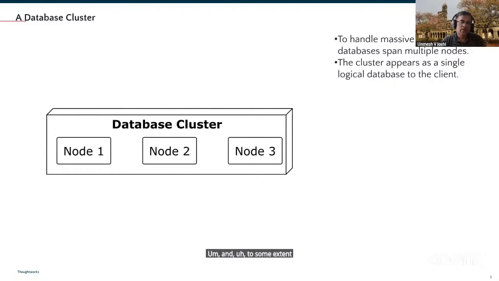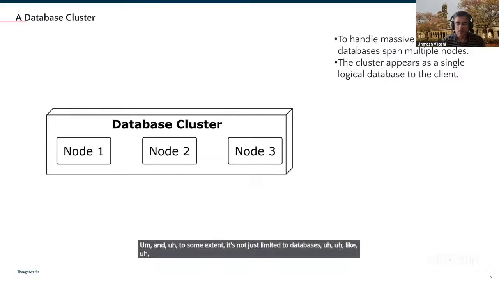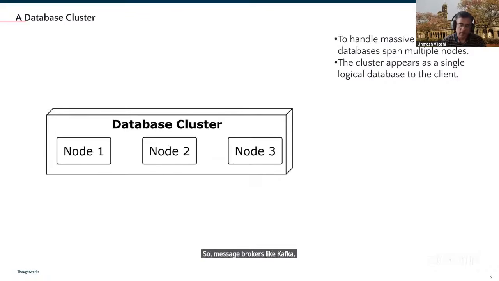And to some extent, it's not just limited to databases. Message brokers like Kafka also fit this definition. So anything that stores data on multiple nodes and which forms a cluster with which clients interact is called a distributed database.